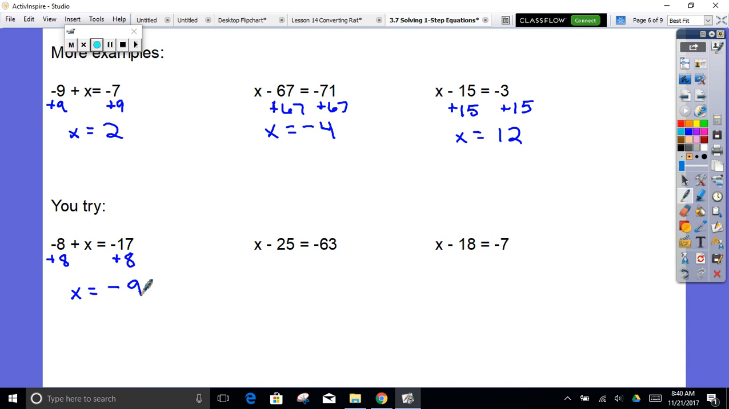Adria, next one. I got x equals negative 39. Okay, tell me how you got that. Add 25, 8, and then you subtract. Okay, subtract and get, what did you say you got again? Negative 38. Negative 38, good. Okay, next one, Michaela. You add 18 to both sides and get 11. Good. X equals 11. Okay, any questions about these?